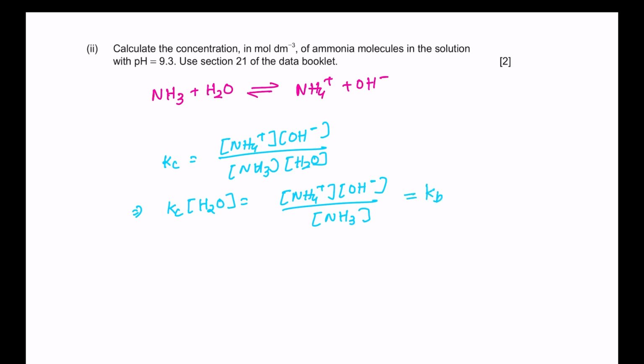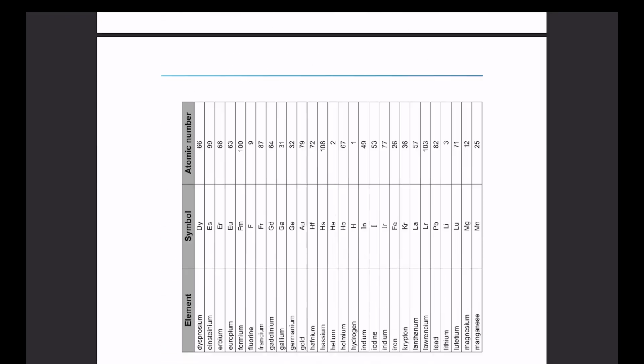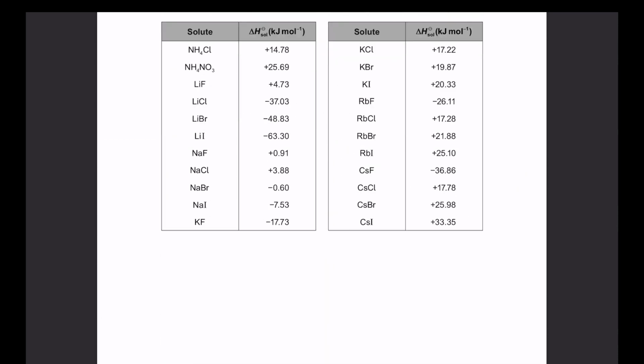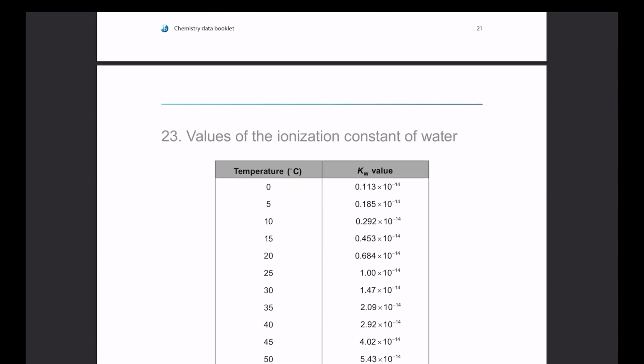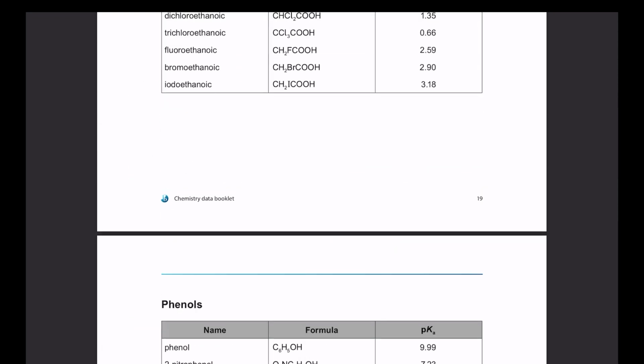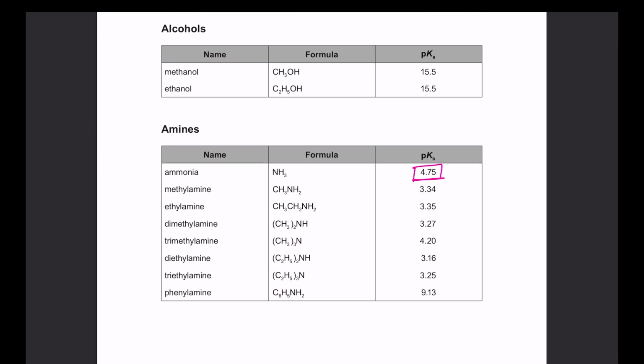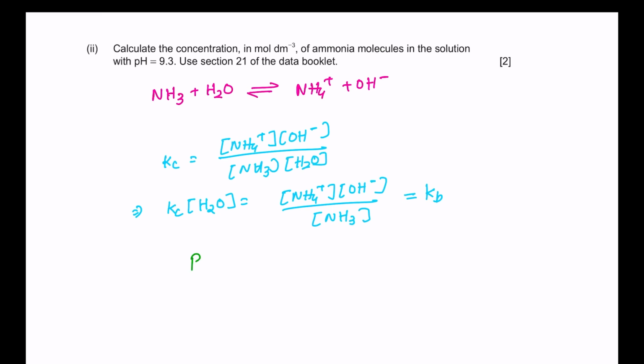Now, using section 21 of the data booklet, we can find the Kb value or pKb value of NH3. Here we need to find the value for ammonia. Ammonia pKb is 4.75. So Kb will be equal to 10 to the power minus 4.75. So we got the Kb value.